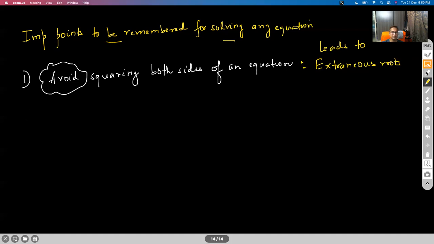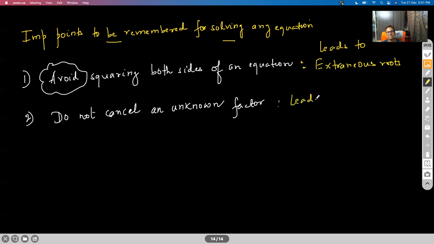Second thing that you should keep in mind is, do not cancel an unknown factor. I've been telling this since the very beginning. Okay. What does this lead to? This leads to loss of genuine solution.